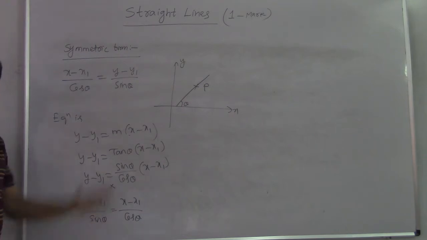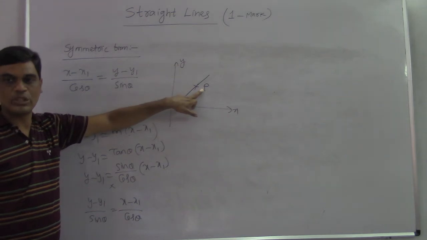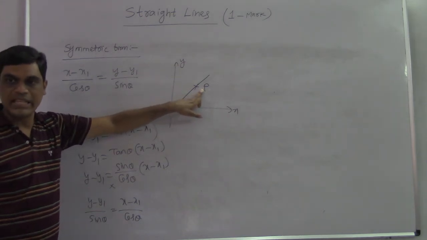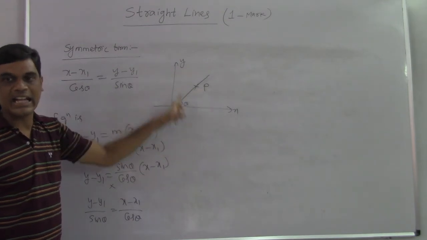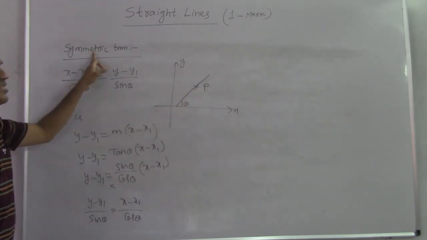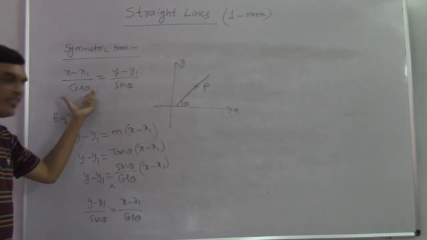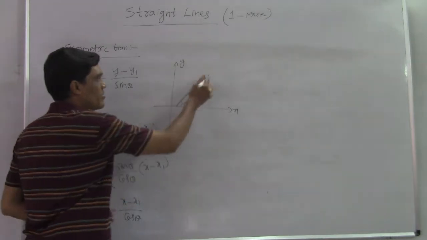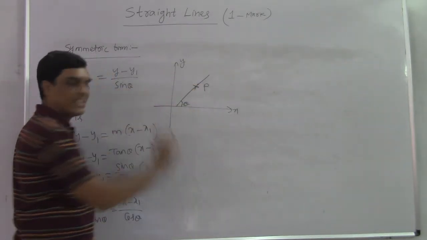Someone wants proof? That's why I gave proof for this one. When to find symmetric form, they will use the equation of line passing through the point. Question should be the equation of any line passing through the point P and making an angle theta with x-axis. Then symmetric form answer is x minus x1 by cos theta, y minus y1 by sin theta. So from which we have to derive this one? From straight line passing through point P and making an angle theta with x-axis.